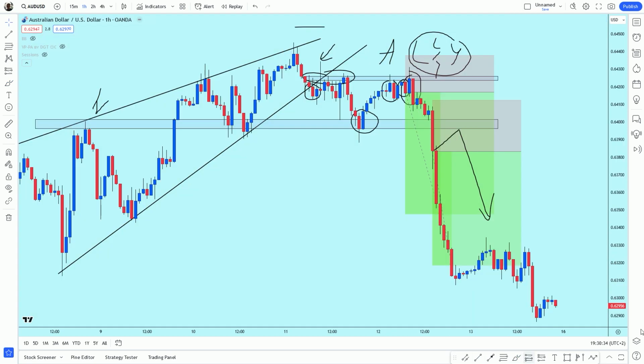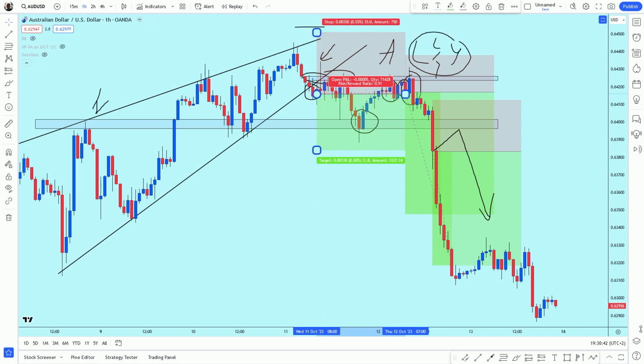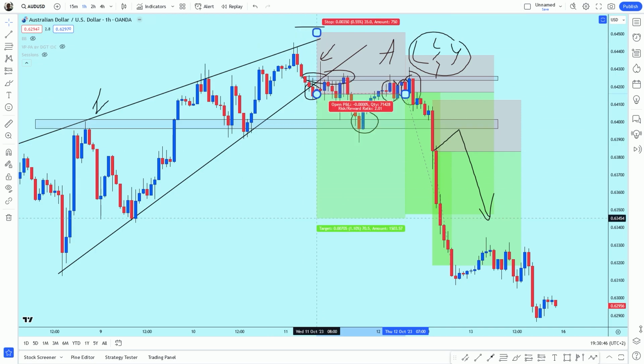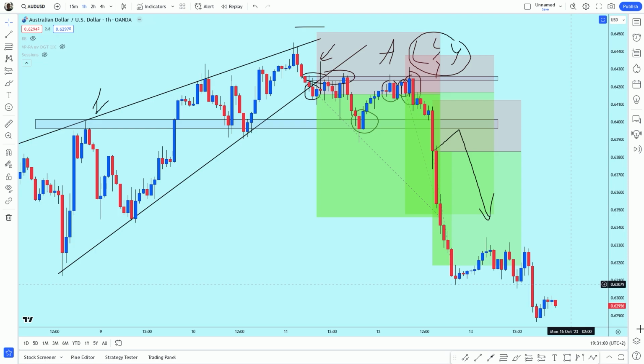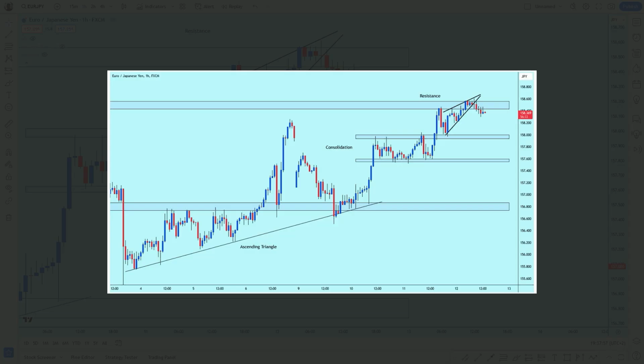And of course, as I said at the beginning, you can just enter after this break here and put a stop loss above this previous major high and aim for some of these previous major lows. As you can see, this is another example where we didn't use any indicators. This is Euro-Japanese yen that I shared in my free Telegram channel. You probably saw it if you're a member of this channel.